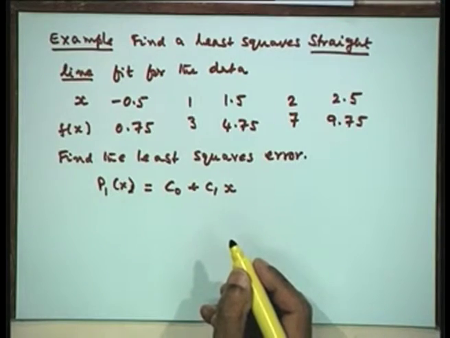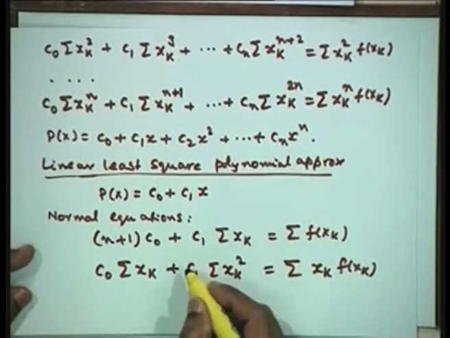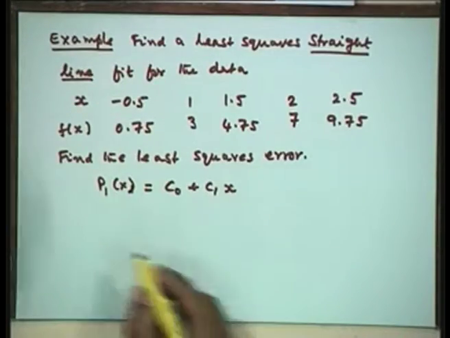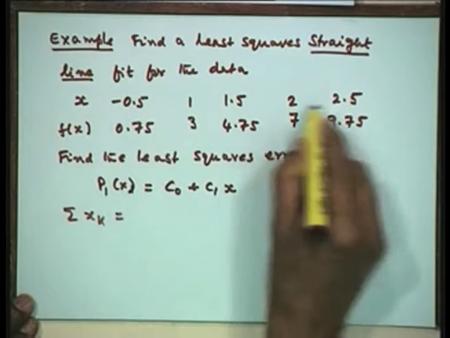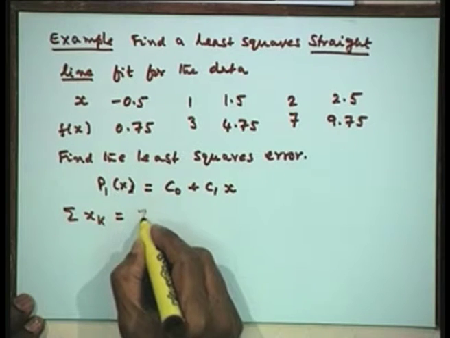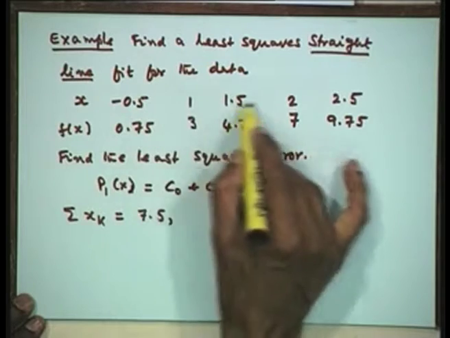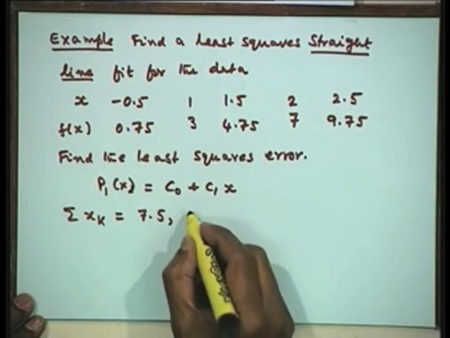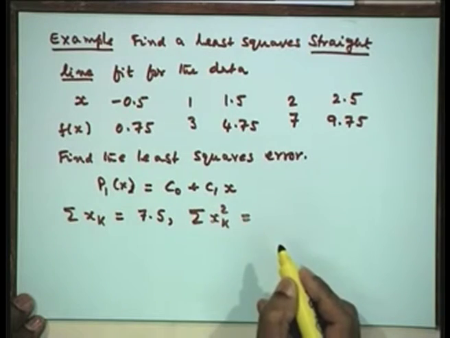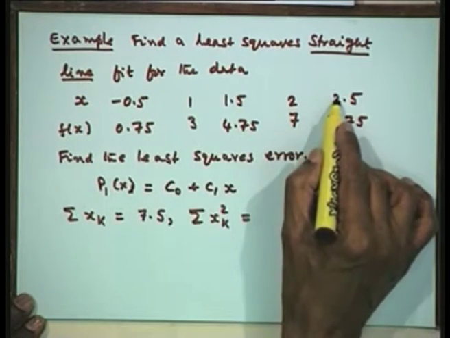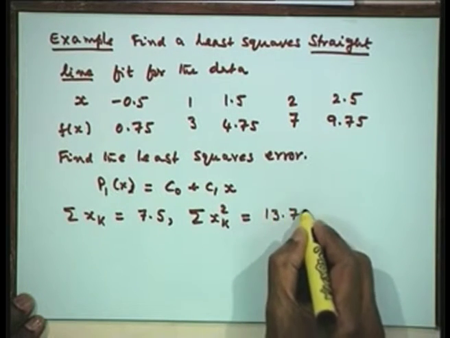Now, the problem is very simple. We just have to find these 4 quantities, substitute them and solve. I need the summation of x k, that is the sum of all these x's, which equals 7.5. Then I square all these numbers and take the summation, summation of x k square, that is squaring these abscissa and summing up, and this comes out to be 13.75.